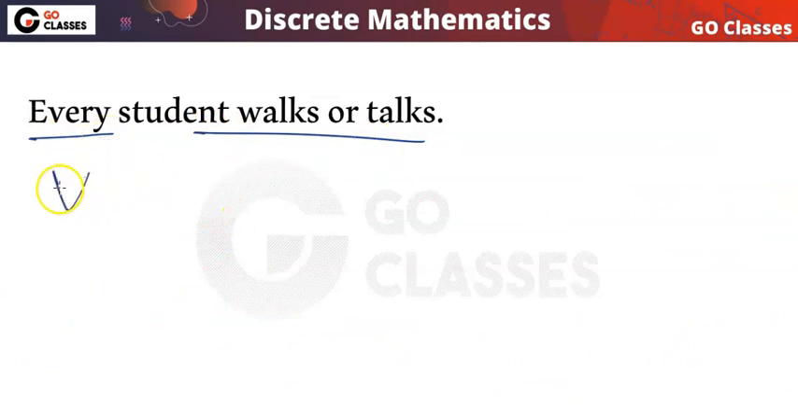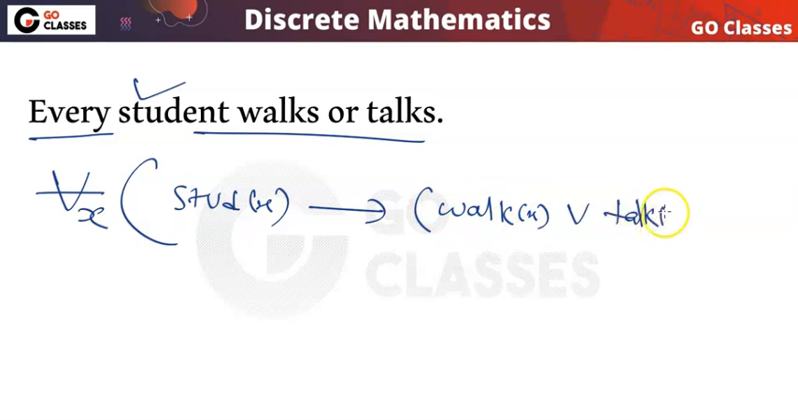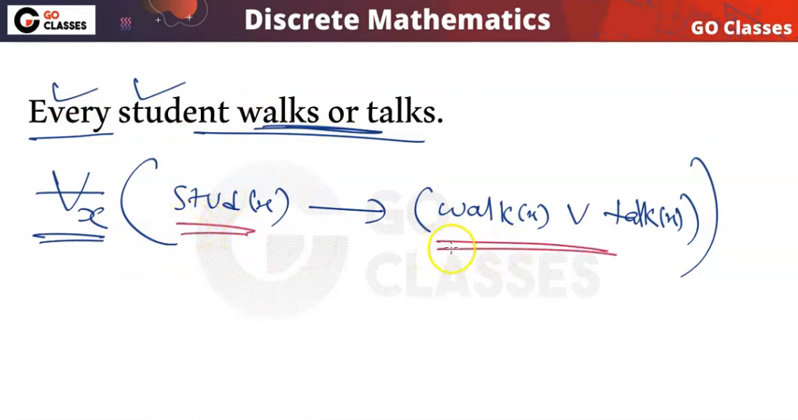It means for all x we are saying that if it is a student then it walks or talks. If it is a student then x walks or x talks. Okay, so like this you can convert. Because every student walks or talks means for all x, if x is a student then x walks or talks.